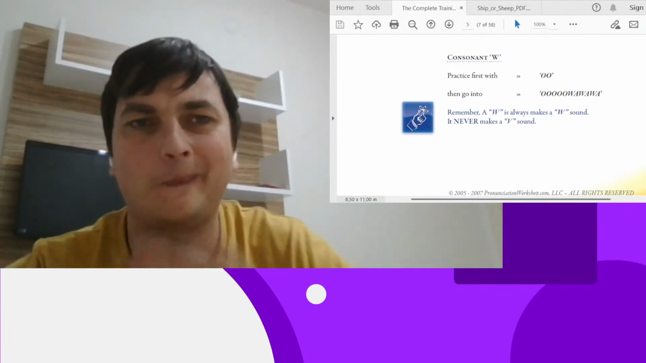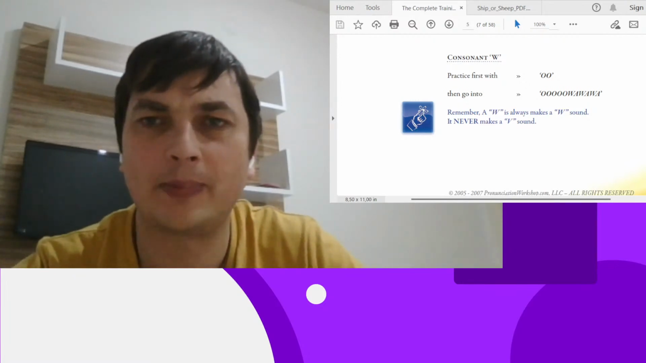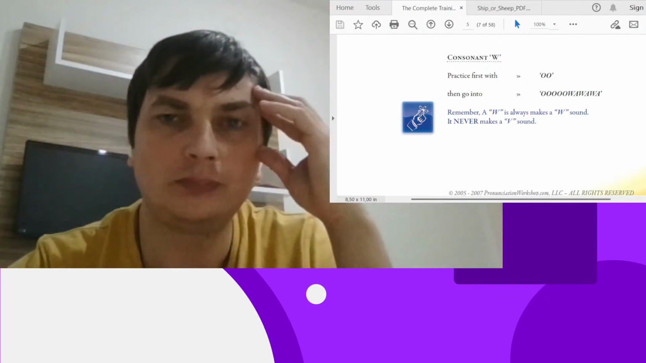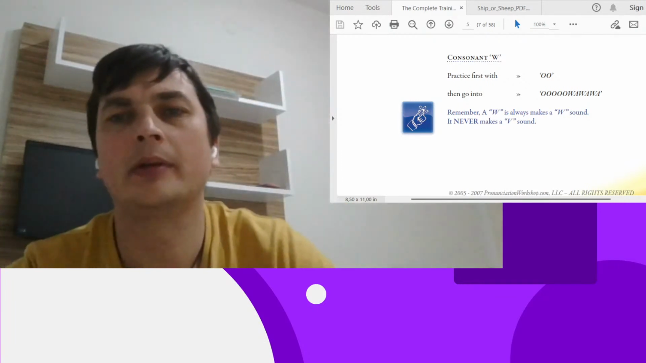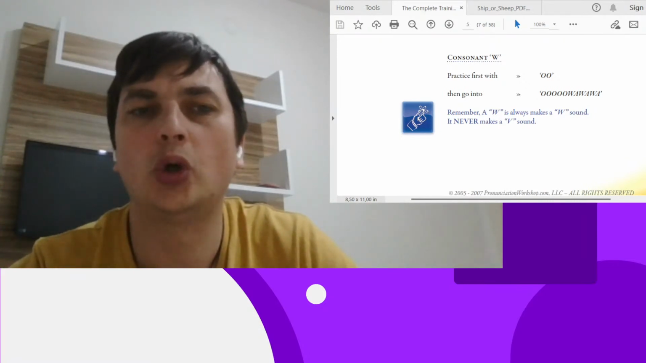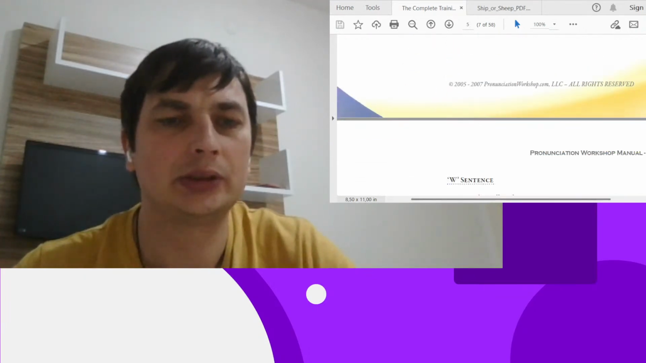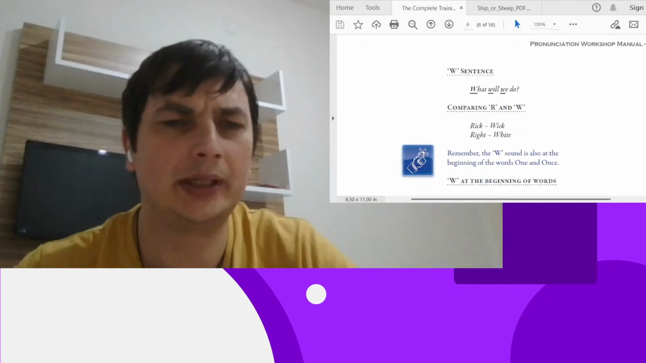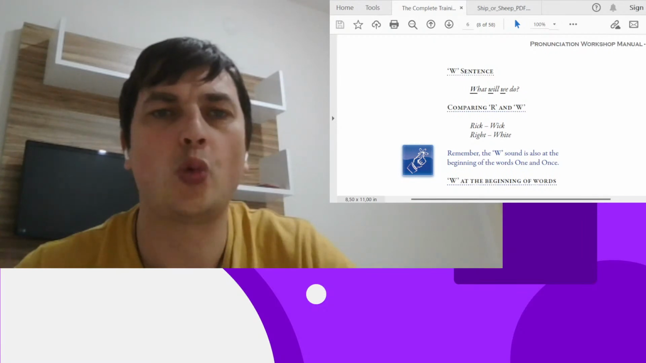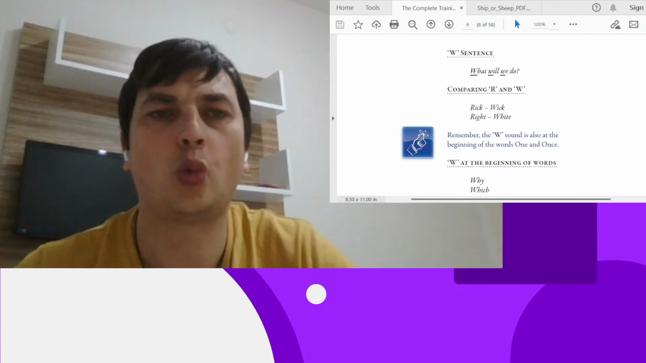Now, as I said, the W and the R are similar. Both of them are made with your mouth in a forward position and your tongue pulled back. Your mouth should be a little bit tighter when you say an R. Listen to the similarities and differences between these R and W words. Rick, wick, Rick, wick. What will we do?